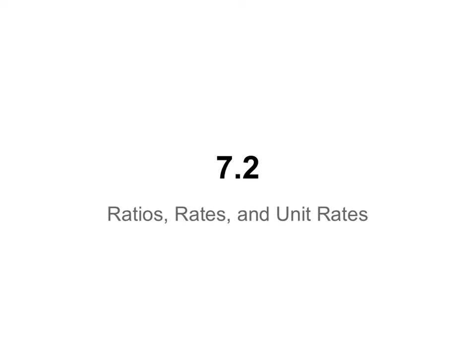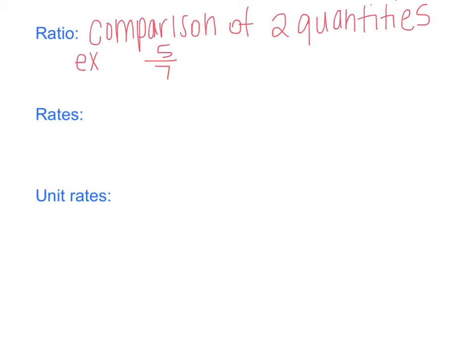Today we're doing 7.2 and we're talking about ratios, rates, and unit rates. Let's first start with defining these three terms. Let's review what a ratio is. Remember, this is a comparison of two quantities. So for example, I could say 5 to 7 or 5 over 7. So I could say I have $5 compared to my friend's $7.